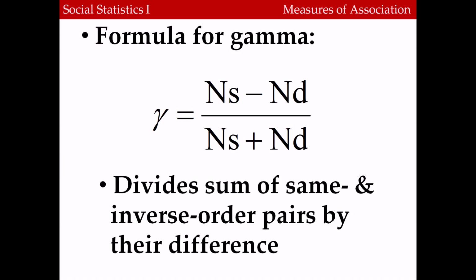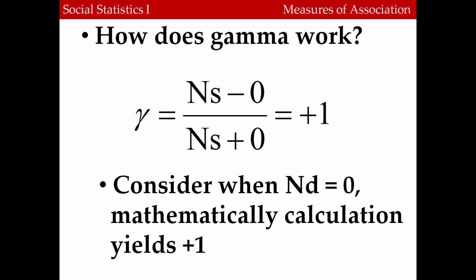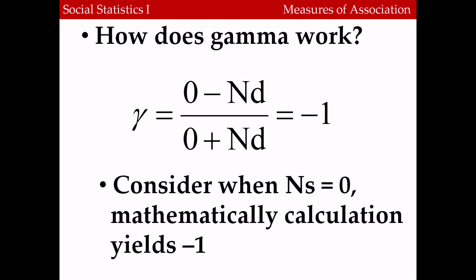To give you a sort of intuitive sense of how gamma works, suppose that we've zeroed out some of its values. For example, suppose that we had no inverse order pairs, or nd equals 0. You can see what we're left with is ns in the numerator and ns in the denominator, which equals just positive 1. Now suppose that we had 0 for ns, that is, there were no same order pairs. Well, we would be simply left with negative nd in the numerator and positive nd in the denominator, which comes out to negative 1. So you can see at the extremes, gamma takes on values between negative 1 and 1.